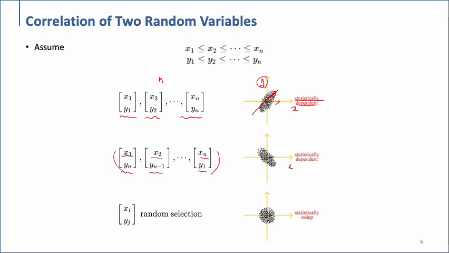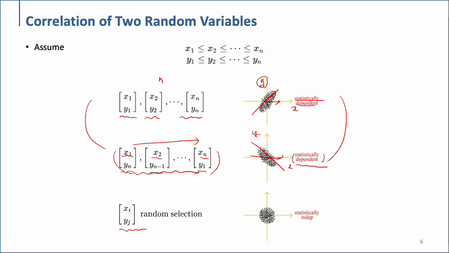And also, if we have pairs like x1 with yn, x2 with yn minus 1, and xn with y1, that means when you increase x, the y values decrease. Here we can also say that these two variables are statistically dependent, because there is also some tendency like this. When you increase the value of x, the value of y decreases. So for these two cases, we can say that these two random variables are statistically dependent and their correlations are high.